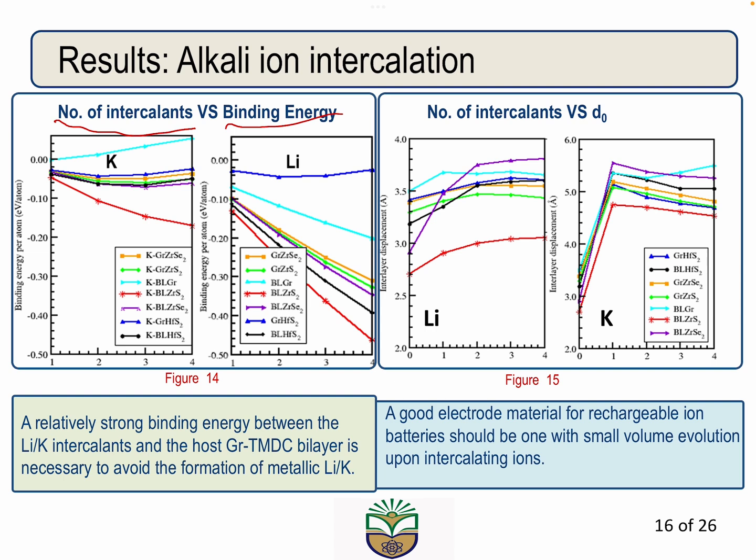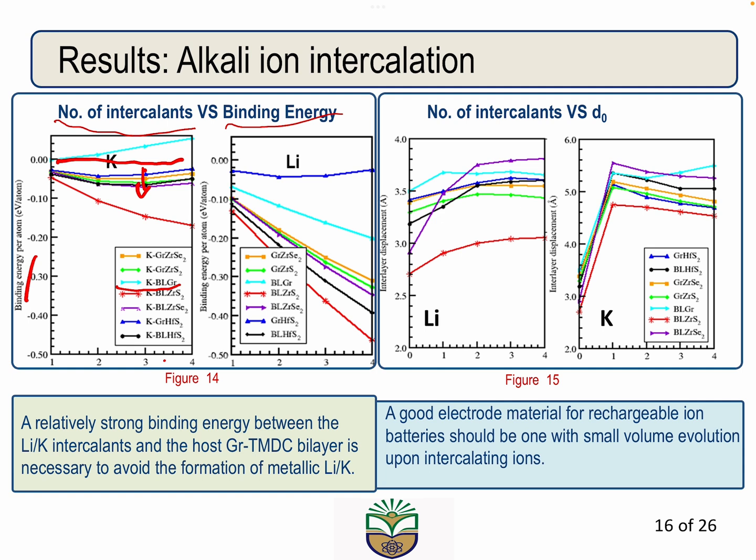And to do this, we made a plot of the binding energy against the number of ions that were intercalated. In this case, we intercalated between 1 and 4 ions. And what we found out is that except for the potassium bilayer graphene, that is the bilayer of graphene, all the other systems, even upon intercalation, have binding energy that still remains negative, which assures us that our system is still thermodynamically stable.